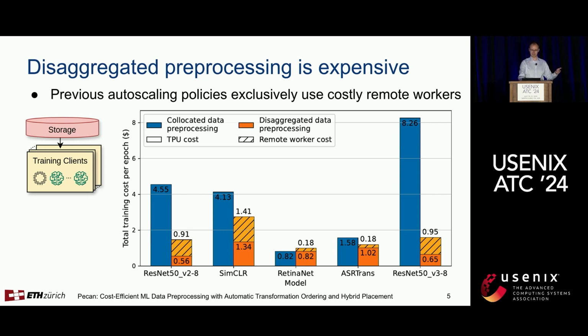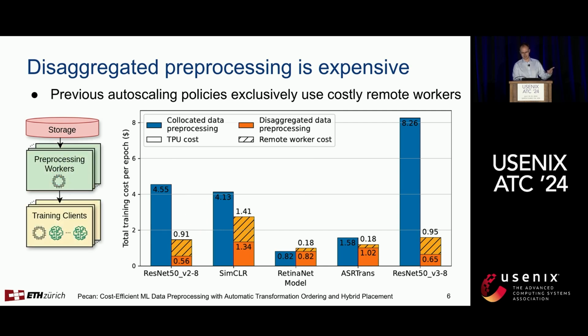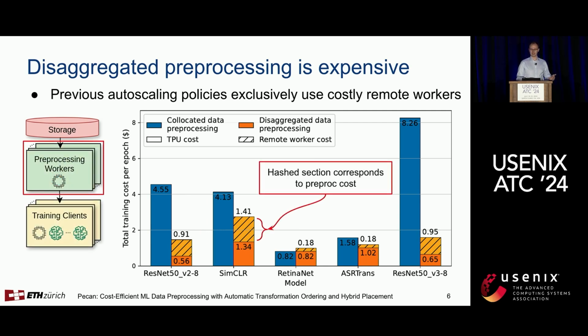Now, on the left-hand side, we see the traditional setting where you have a collocated setup, and this corresponds to the blue bars you see in the graph. And since we have everything sat on our TPU node, we only have this full bar. Whereas moving on to the disaggregated setup, which are the orange bars, here the cost of the machine learning workload can be fundamentally split between the solid TPU cost, and then on top of it, we have the hashed cost for the remote workers, which needs to be added together.